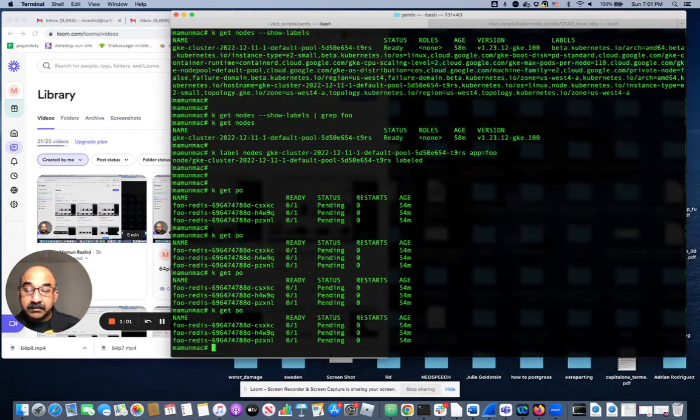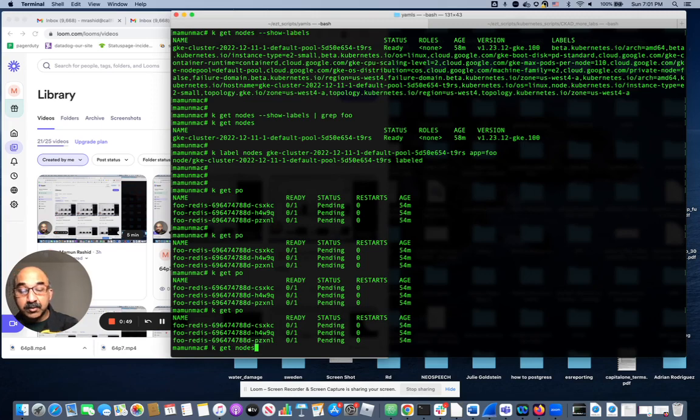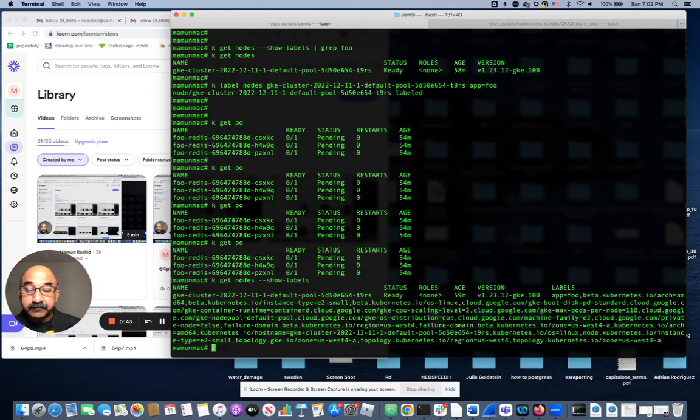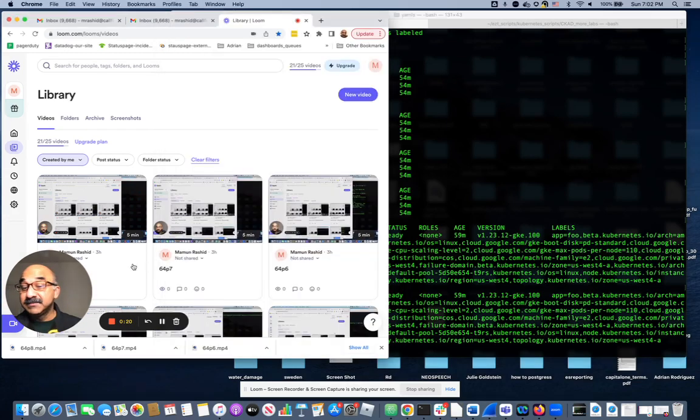Okay. Did we do it right? Okay, get nodes --show-labels. And is there app equals foo? Yeah, it's there now. All right, I'll have to continue this in part 2 of this set. So I will see you in part 2 of Lab CKAD 65.